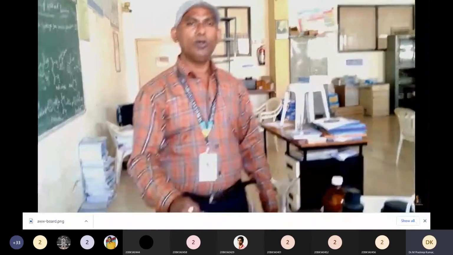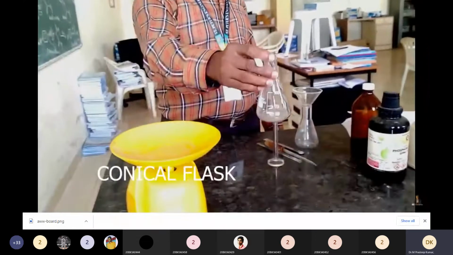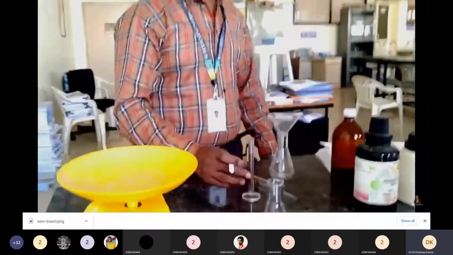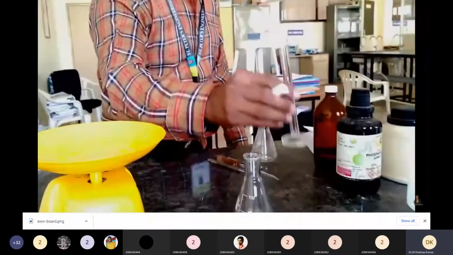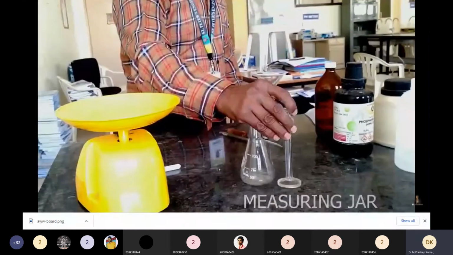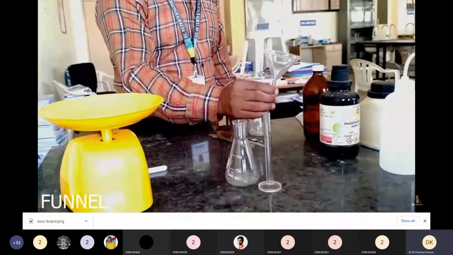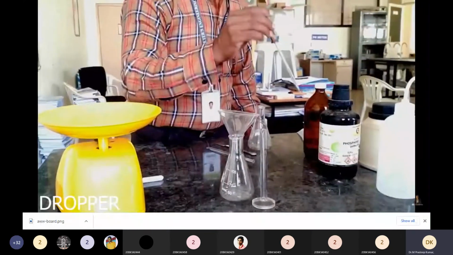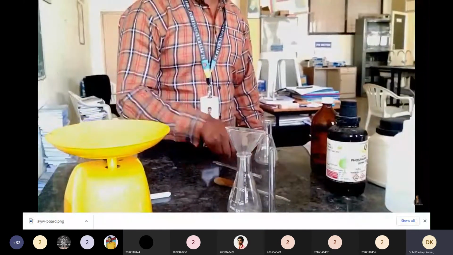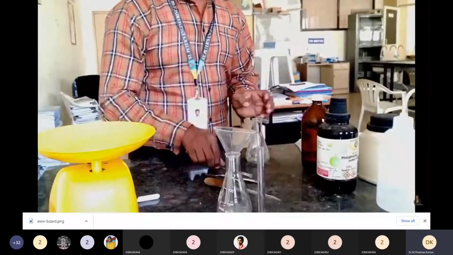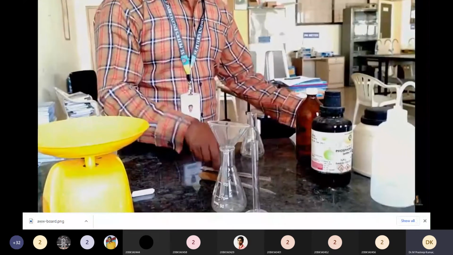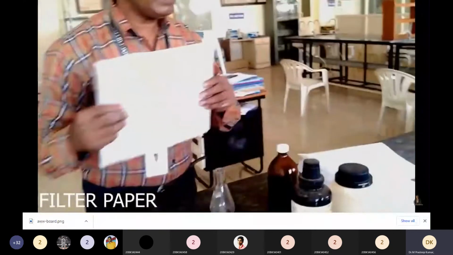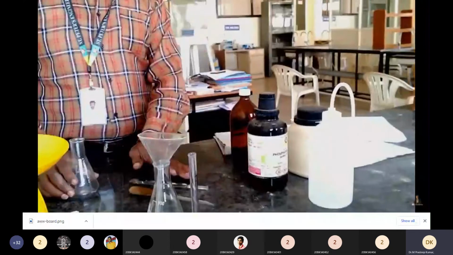For apparatus, we take a conical flask, for taking the compound, and a measuring jar for measuring. One funnel is also required, for filtration. One dropper for taking the acid, one spatula for taking the compound, and one glass rod is also useful. Also the butter paper and the filter paper. We keep these at our place. These are the apparatus.